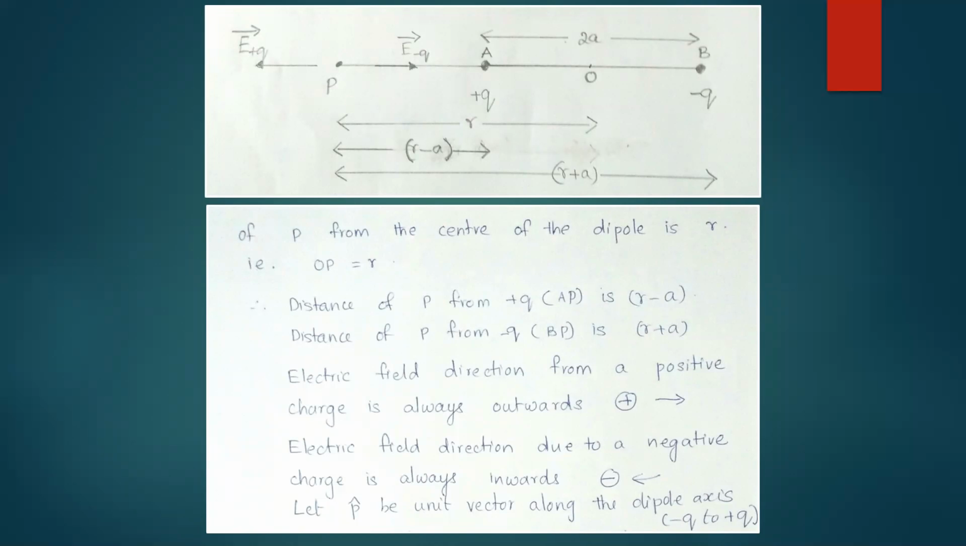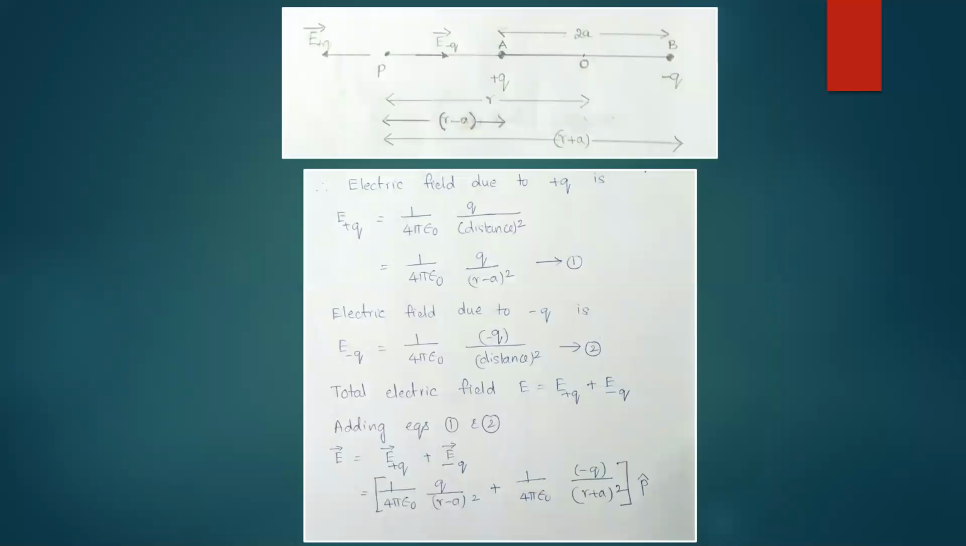As I told you earlier, for a positive charge, the electric field is always outwards. For a negative charge, it is always inwards. And p cap is a unit vector in the direction of the dipole moment p, that is, from minus q to plus q. Now, coming to the point, the electric field due to plus q, E plus q, is equal to 1 by 4 pi epsilon naught, q by distance square. The distance, as we have already seen, from A to P, is r minus a.